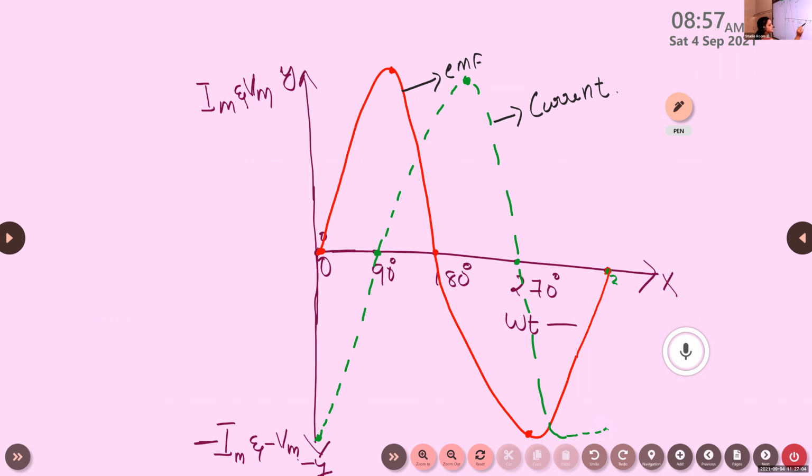Here we have 360. You only need to mark up to minus Im, because at the angle corresponding to 360 degree, the value of current is minus Im. So here, you don't need to mark it towards 0.